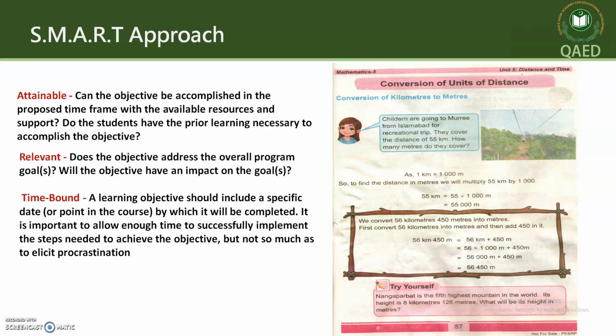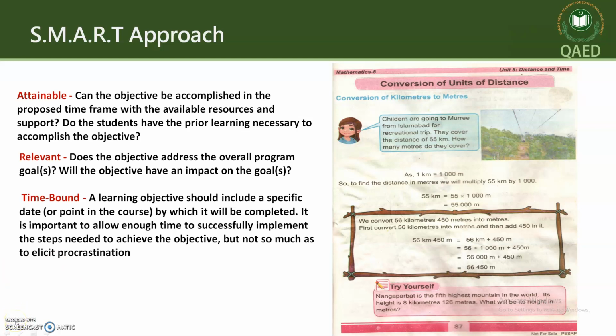Now the fourth one is relevant. Does the objective address the overall program goals? Will the objective have an impact on the goal? Now we learn about whether our goal or our SLO is completed or not. Have we achieved our goal or not?